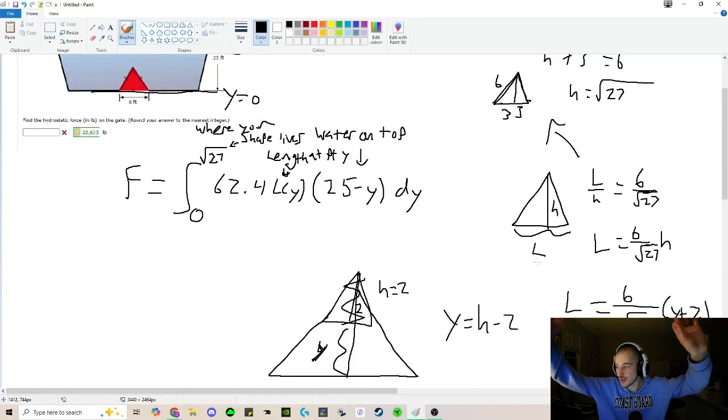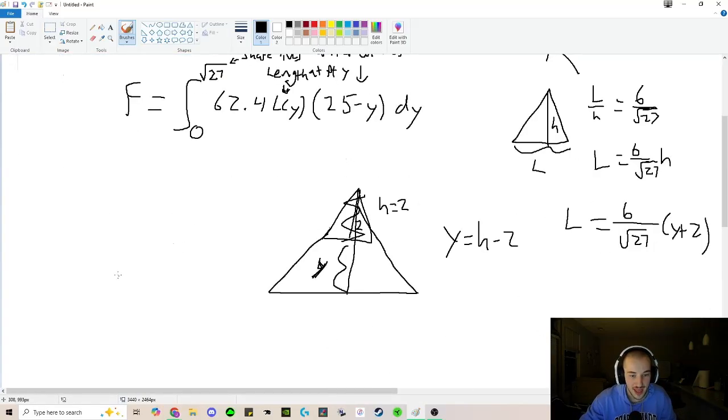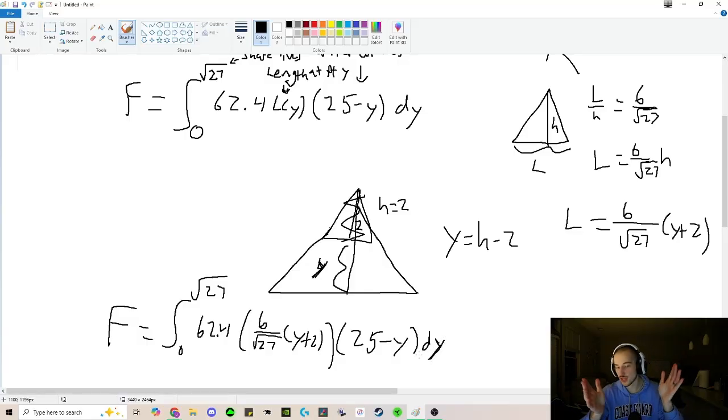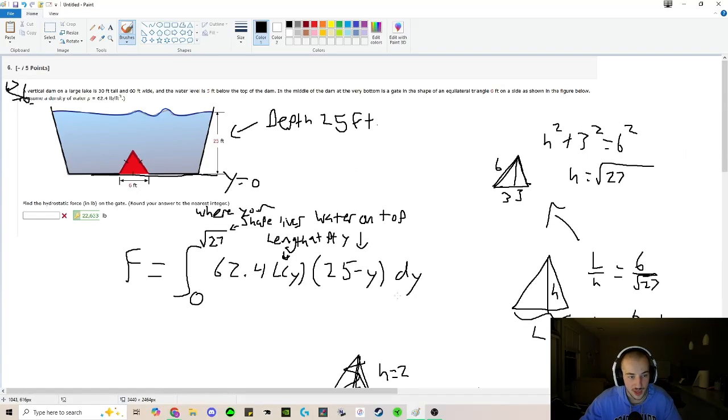Okay, now we've got everything done. Now we can say that F, by this little argument, is going to be the integral from 0 to root 27 of 62.4 times L, which is 6 over root 27 times y plus 2, times 25 minus y, dy. And you can solve this out. I will not do it, but this should be something quadratic in nature. You just do your power rule, and you don't even have to use u-substitution. Very easy. So this would be your final answer here. That's how you'd get it.